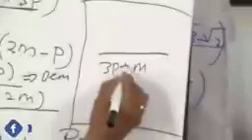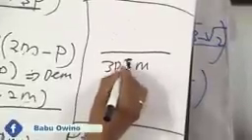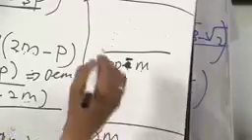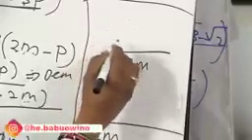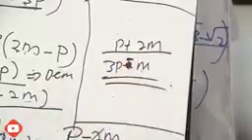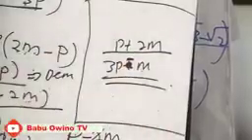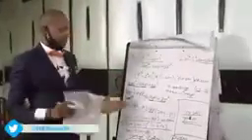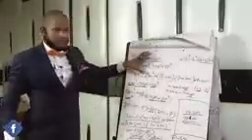3p minus m. Sorry, 3p minus m. Then the numerator becomes p plus 2m. You can see the way these letters are playing around. It's just a matter of the signs, how you place the signs. That is what is very important. So be careful when you solve such mathematics.